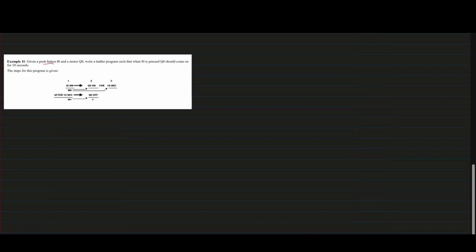Given a push button I0, just so you know, the way a push button works is when you press it, it turns on the lights or whatever you want to turn on. But once you release the button, it turns off the motor. So just understand that that's the characteristic of a push button.